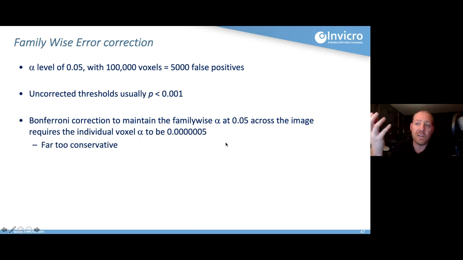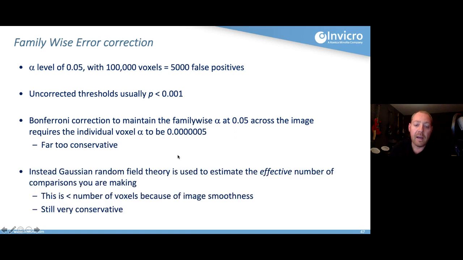So the logic of the Bonferroni correction works fine if you're doing 5 or 10 tests. It doesn't really work so well when you're doing 5,000 or 10,000 tests. It becomes far too conservative. You can make that a little bit easier on yourself by using something called Gaussian random field theory, which is used to estimate the effective number of comparisons you're making. The effective number of comparisons is actually less than your number of voxels, because your tests are not independent. The values of one voxel are quite a strong influence on the values of the voxel next door.